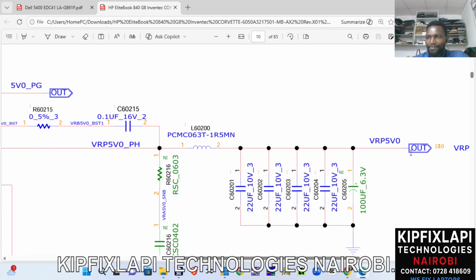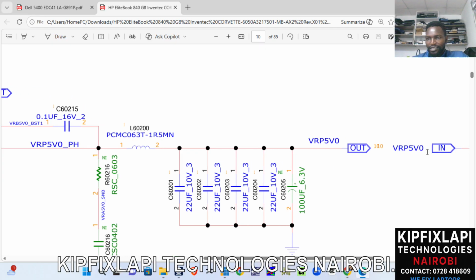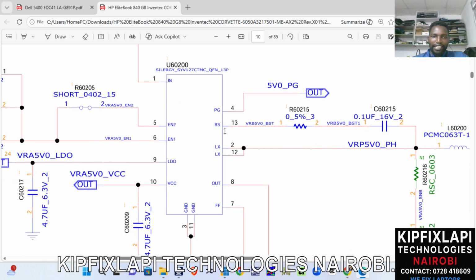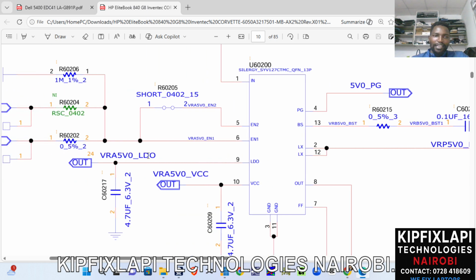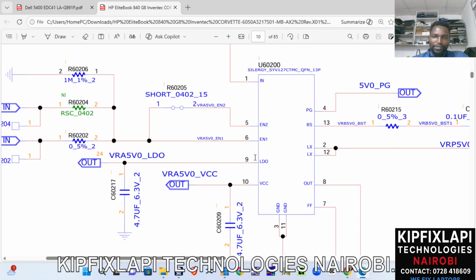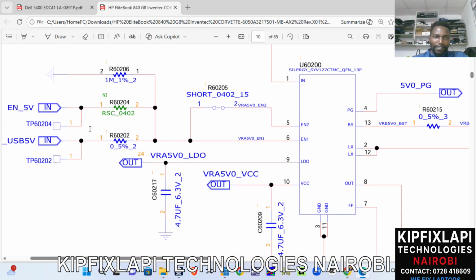And the line proceeds, and it is shown as out. So it means this line is output. These ones are output. This is the LDO line, output going that way. This one is input, USB 5 volt input. So this one is coming from the USB.